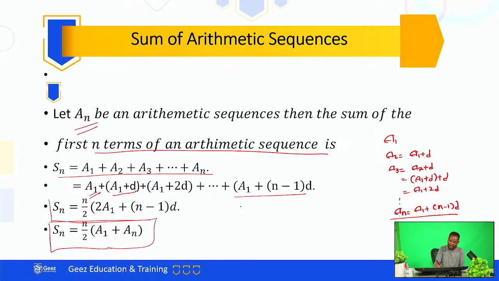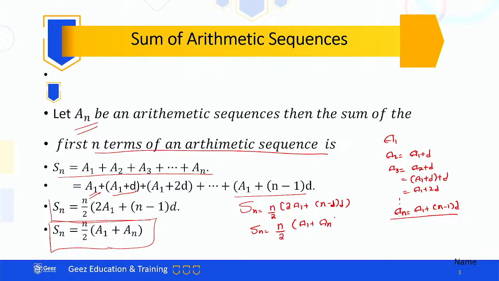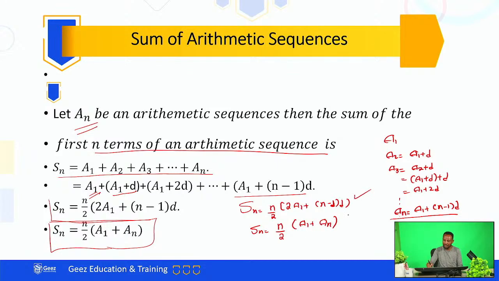Both are equivalent formulas. You can use S sub n equals n over 2 multiplied by twice a1 plus n minus 1 multiplied by d, or S sub n equals n over 2 multiplied by a1 plus a sub n. So we can use either of the two.